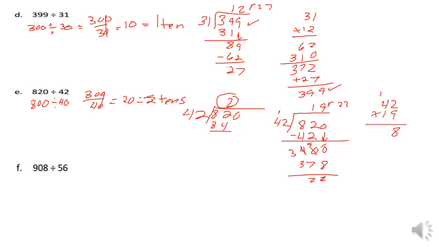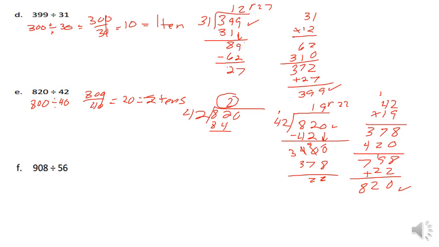To check, we have 42 times 19. 9 times 2 is 18. 9 times 4 is 36, plus 1 is 37. Put a 0 for placeholder. 1 times 2 is 2. 1 times 4 is 4. We have 798. We have 22 to add on from our remainder. We have 10, 20, 820, which is exactly what we started with.